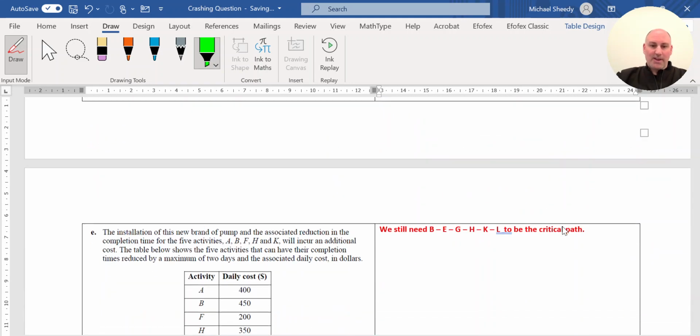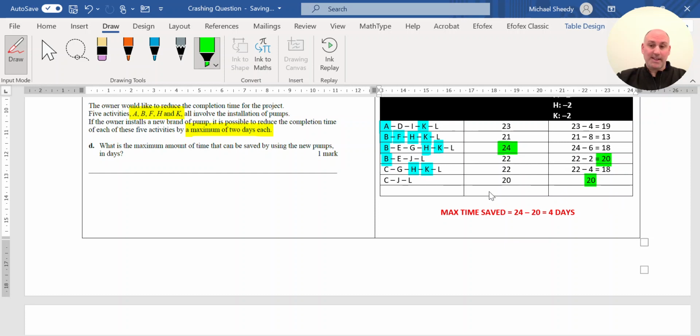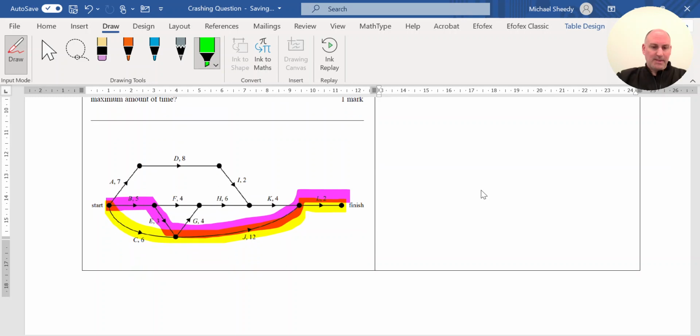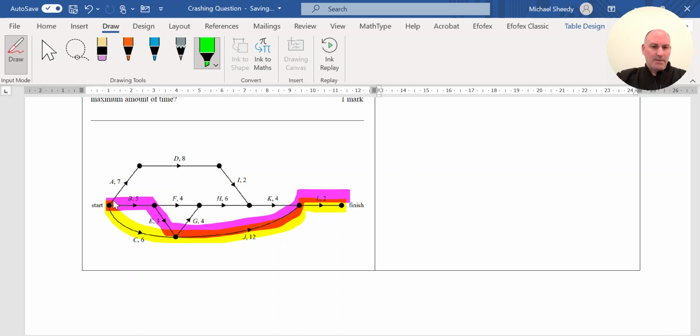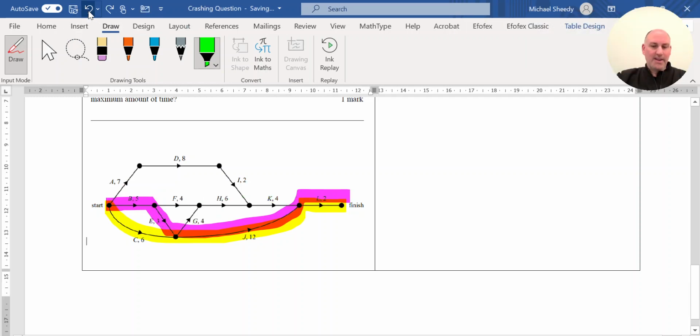So I need to do some analysing. I know that the original critical path here with the green highlight is 24. And I want to start getting that down to 20. I need to get that down to 20, basically, by completing some reductions. It's going to be a little bit messy here, but I really want this green one to be the critical path. That's what I want to be the critical path. So I need to do some analysing.